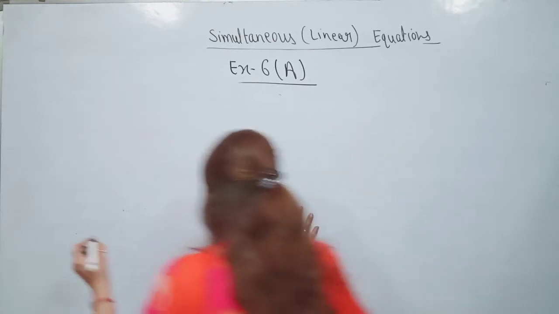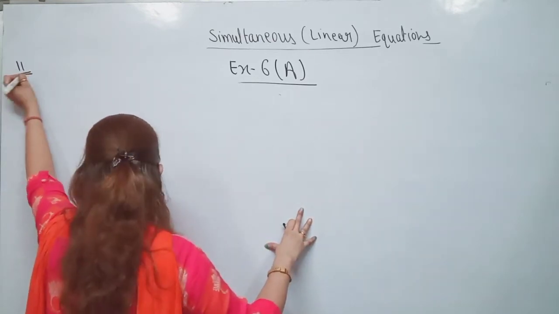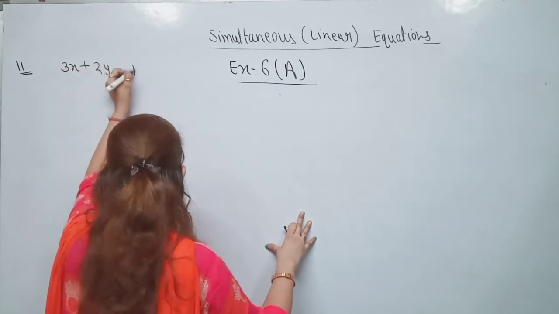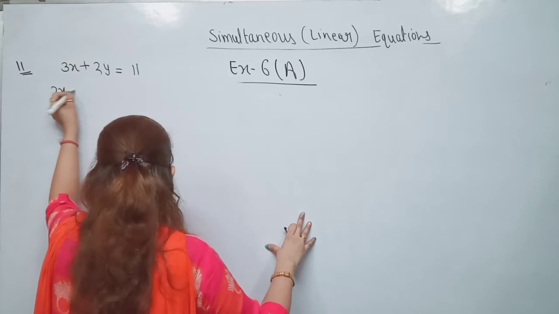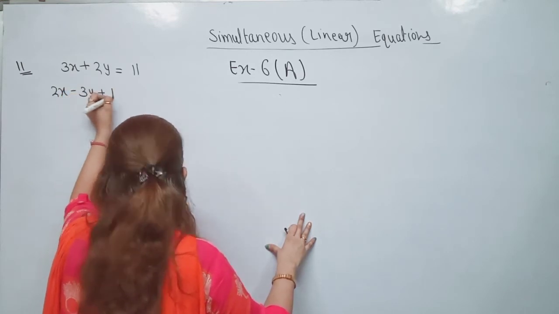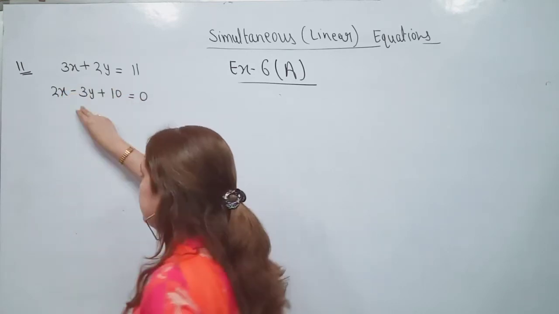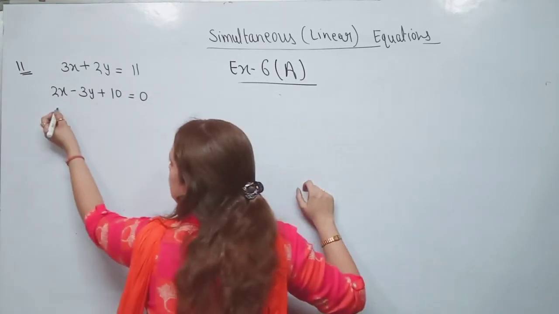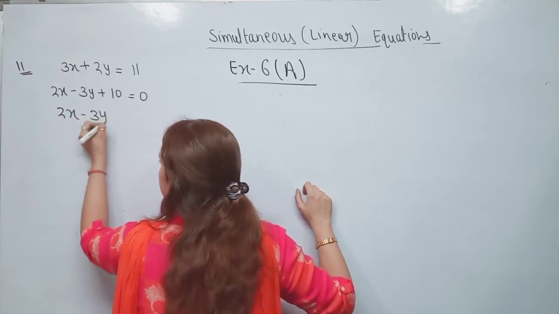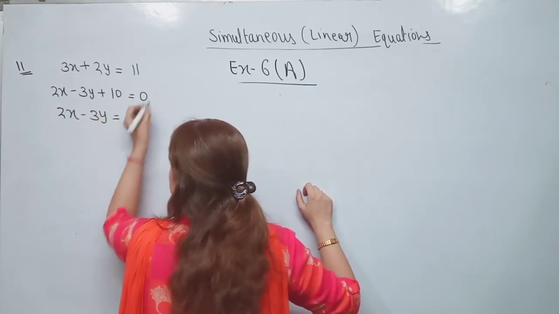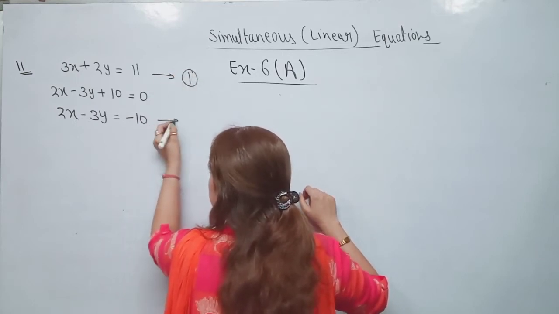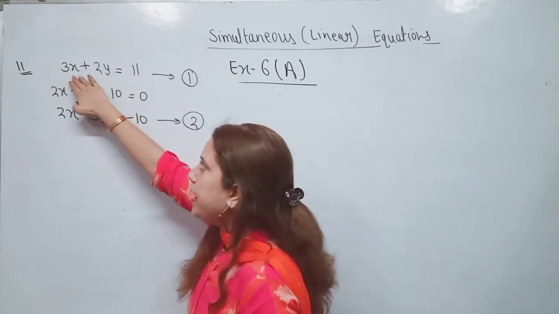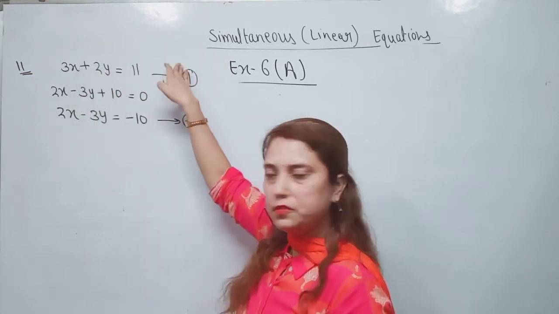Question number 11. 3x plus 2y is equal to 11, and 2x minus 3y plus 10 is equal to 0. First we send the 10 to the right hand side, so it will be 2x minus 3y is equal to minus 10. Let this be equation first and this be equation second.